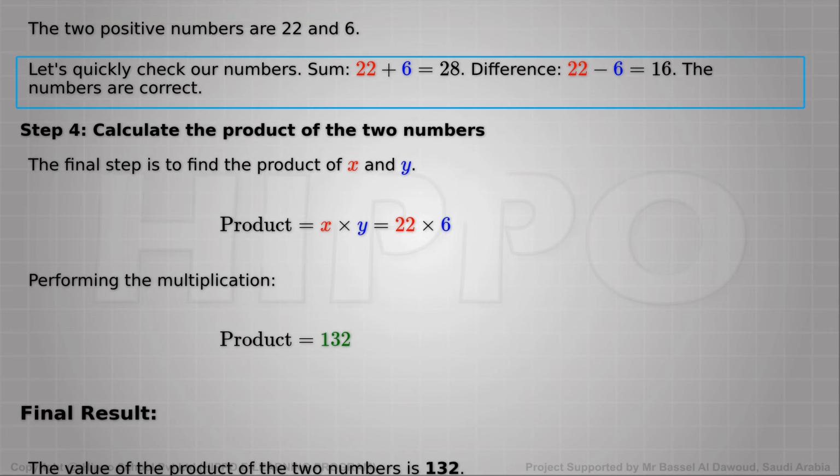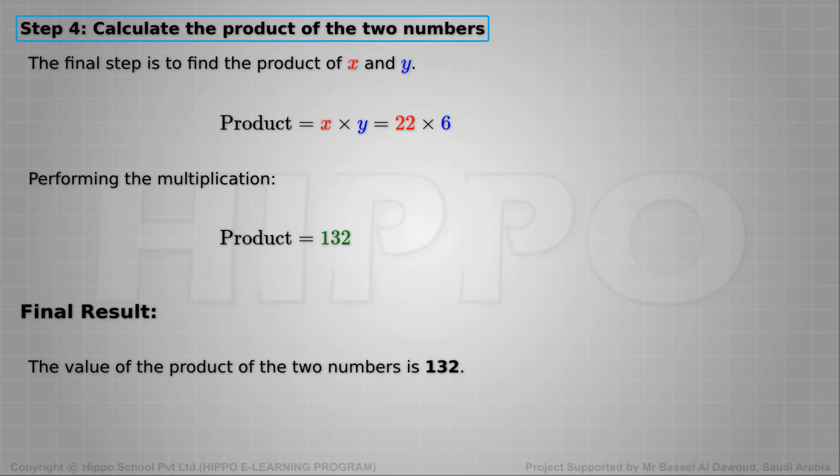Before we find the product, it's always a good idea to do a quick check to make sure they satisfy the original conditions. Let's check their sum. 22 plus 6 is 28. That's correct. Now their difference. 22 minus 6 is 16. That's also correct. This confirms our values for x and y are right.